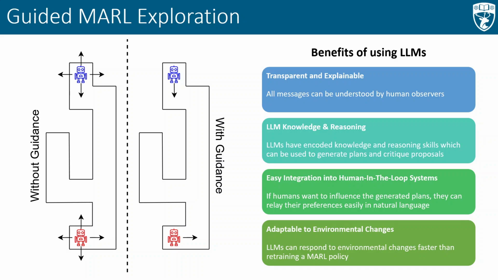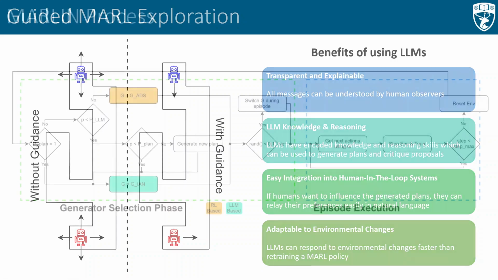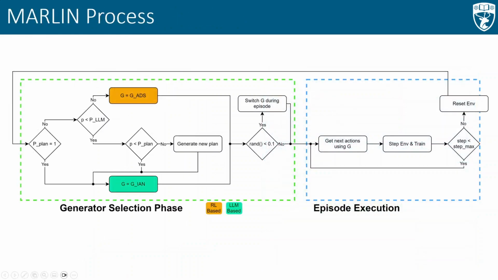This work utilizes dialogical large language models to create plans which can guide the MARL policy by picking higher performing actions from the start of training to decrease the time required. By using LLMs, we can increase the transparency of the system. We can utilize the encoded reasoning and knowledge. It is also easier to integrate humans into the system, and LLMs can react to environmental changes faster than retraining MARL policies. MARLIN is divided into two stages.